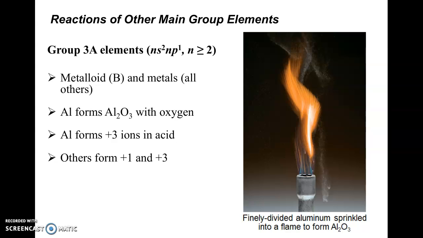If you put aluminum in an acid, it readily gives up its electrons and it'll form a 3+ ion. All the others in the group form +1 and +3 ions. Aluminum is only +3.